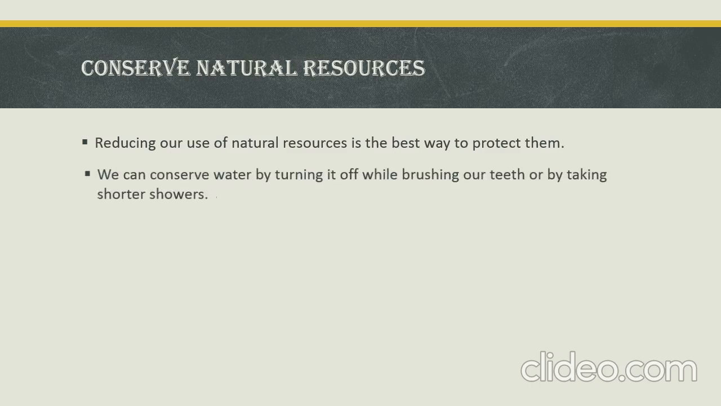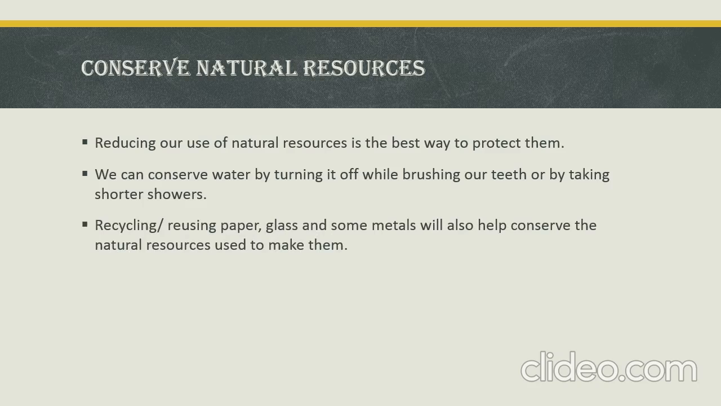So why do we need to conserve natural resources? Because reducing our use of natural resources is the best way to protect them. For example, we can conserve water by turning it off while brushing our teeth or by taking shorter showers. Recycling or reusing paper, glass, and some metals will also help to conserve natural resources. If we conserve these natural resources, they will be available for the next generation.